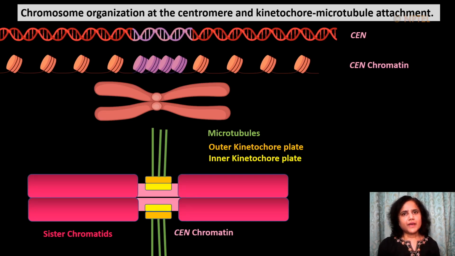Now, how do the microtubules attach to the sister chromatids? We've discussed this a little bit, but we can look into this more closely now. So this happens via the kinetochore, which is a large protein complex that assembles at the centromere of a sister chromatid. The kinetochore is shown here.